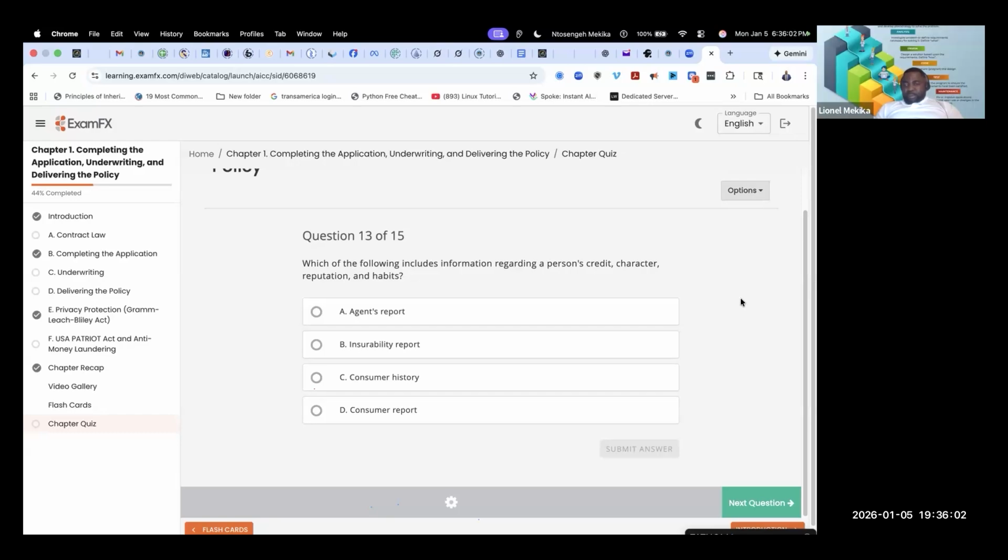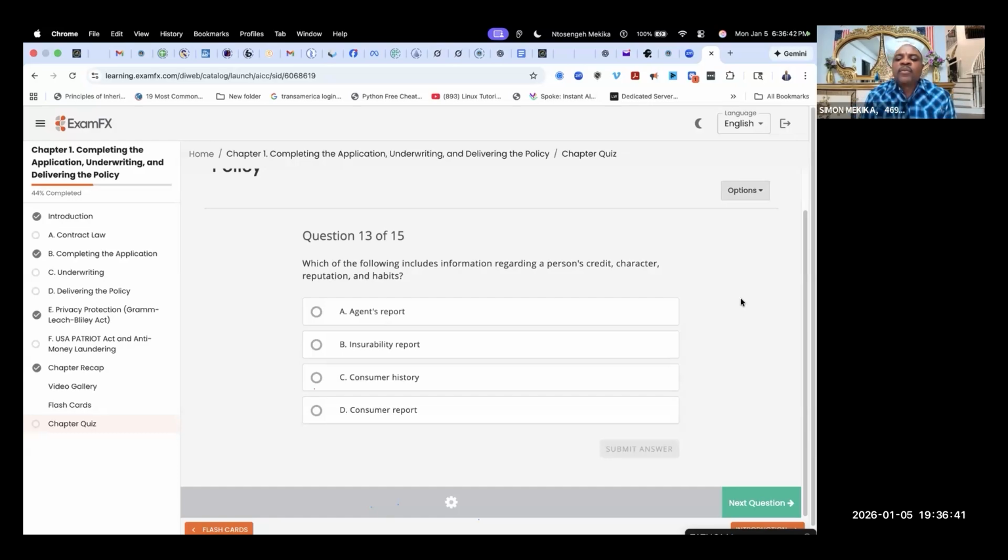Okay. Which of the following includes information regarding a person's credit, character, reputation, and habit? Again, which of the following includes information regarding a person's credit? So they are looking for information that concern your credit, character, reputation, and habit. So consumer report is the consumer history, say insurability report, B, agent report, A. Go by elimination, people. This type of question are very tricky.